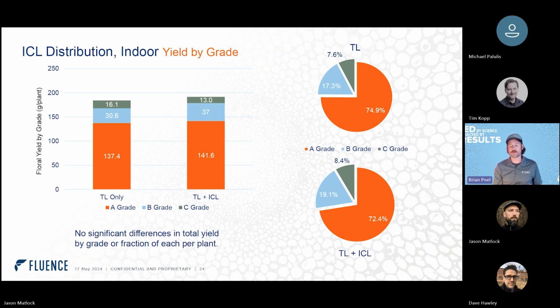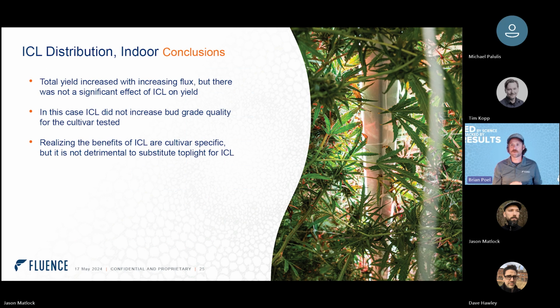We can only look at so many production styles and cultivars internally. So where does that leave us? One thing we can conclusively say is we're not seeing an increase in yield when we deliver the same flux, just moving it inside the canopy. There is a potential to increase grade, but we saw conflicting results.